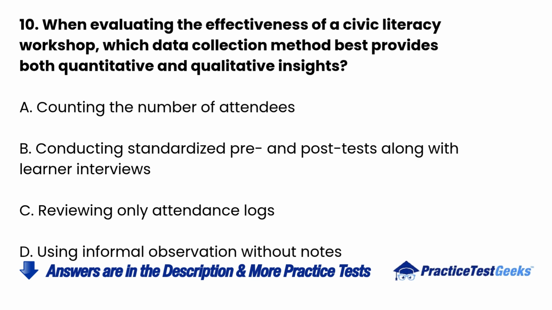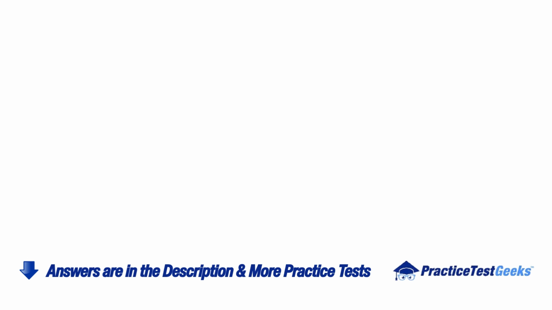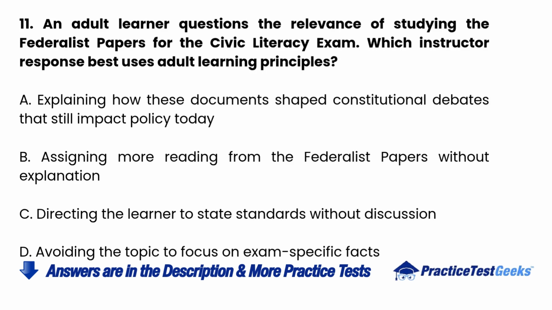B. Conducting standardized pre- and post-tests along with learner interviews. C. Reviewing only attendance logs. D. Using informal observation without notes. 11. An adult learner questions the relevance of studying the Federalist Papers for the Civic Literacy exam.